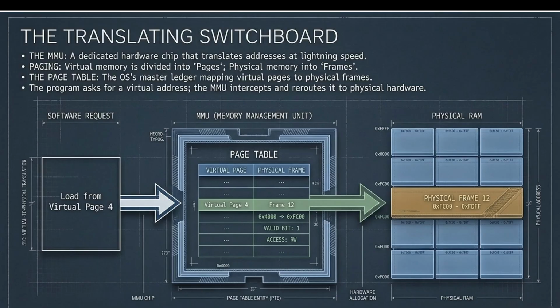The program asks for a virtual address. The MMU intercepts and reroutes it to the physical hardware. What this actually means is that the program is never going to have access to the physical RAM. There is this intermediate component, the memory management unit, where the virtual space exists, which is linked to the physical RAM. So the software has access only to the virtual address. It can never have access to the physical frames or physical addresses. We have this intermediary, the memory management unit.